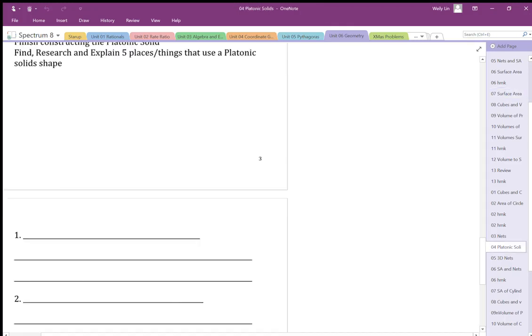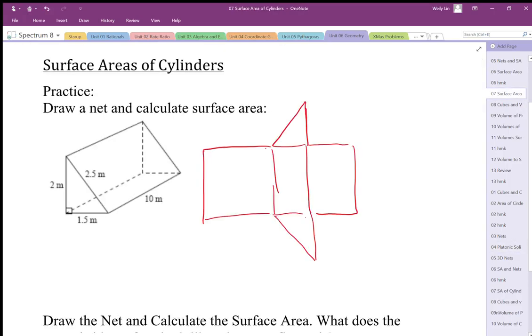So to get the bottom here, oops, what happened to my net here? There it is. To get my bottom, it's going to be 1.5 by 10, so I'm going to have 15 square meters here. Along the front here, it's going to be 2.5 by 10, so 25 square meters there. It's 2 by 10 or 20 here. 2 times 1.5 divided by 2 is going to be 1.5 on this side, 1.5 on this side.